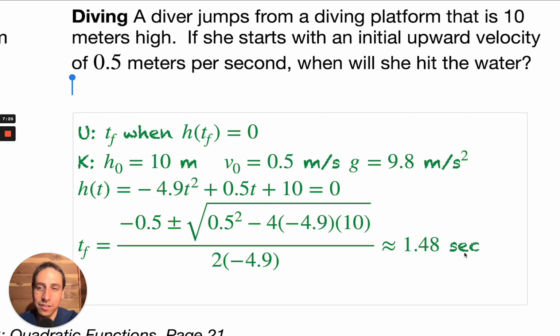That's how long a dive takes, 1.5 seconds to perform a dive. I don't know how y'all divers do it. If you're a diver, let me know. I'd love to hear about it.